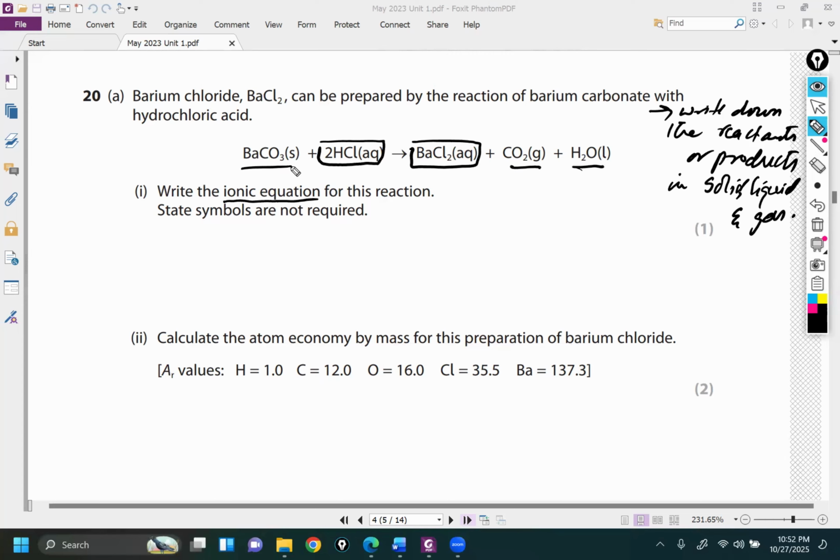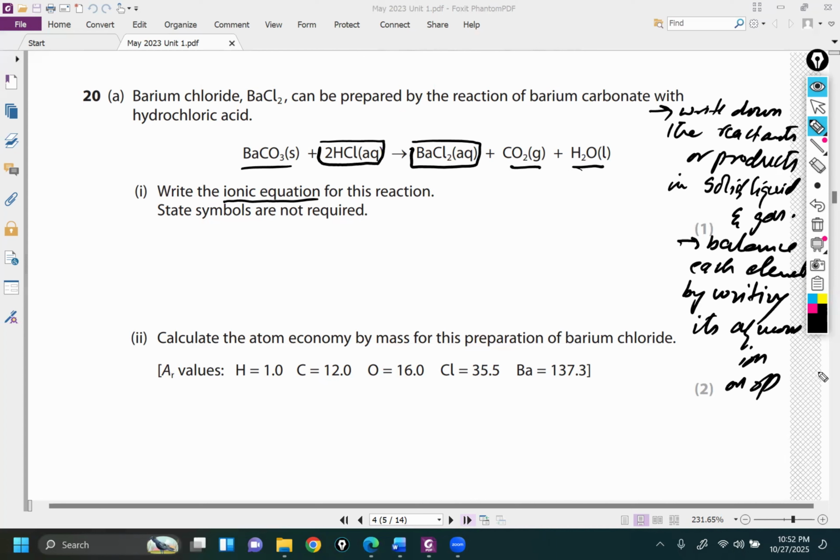Then the second point you must keep in mind: you will balance each element or each atom by writing its aqueous ions on the opposite side. These are just the points which you'll keep in mind for other questions. Now let's come to the question.